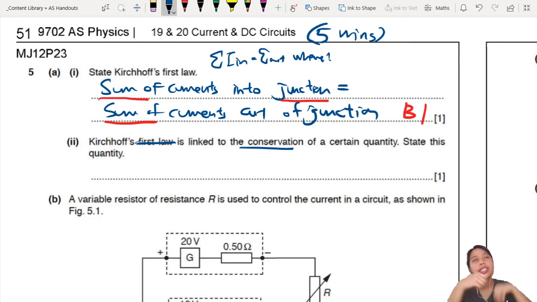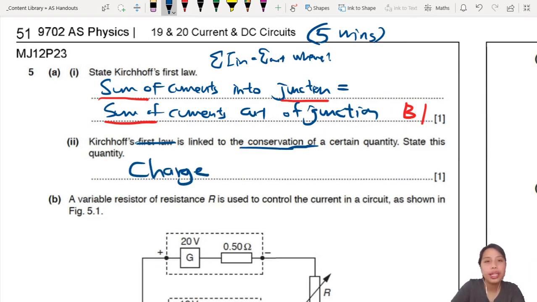Then the second one, they say Kirchoff's first law is linked to the conservation of something. Currents, right? Charges come in. Same amount of coulomb come in, same amount of coulomb must go out. So that means the conservation of charge. Charge cannot be created or destroyed. They are just there. Each charge, electron. Wow, if charges can be destroyed, our world is ending, man. Or we would have found a way to destroy our world.